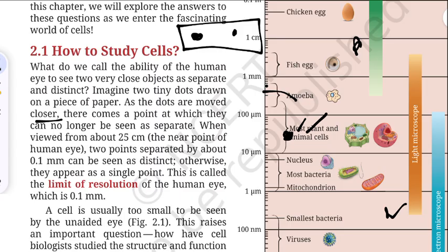Here a specific definition is not given, but if you want to write it, first understand it properly. Suppose you took a paper, drew two dots, and brought it to about 25 centimeters. Two points separated by about 0.1 mm can be seen as distinct. Otherwise they appear as a single point, and this is called the limit of resolution of the human eye, which is 0.1 mm, meaning the distance between these two points is 0.1 mm.